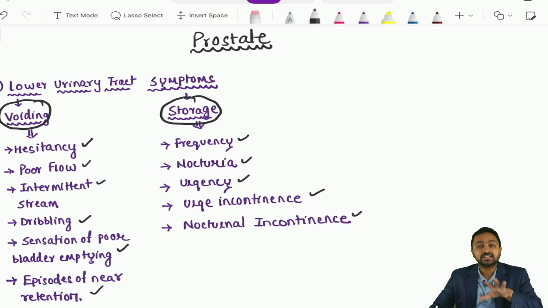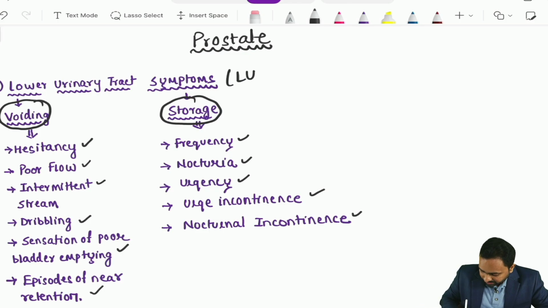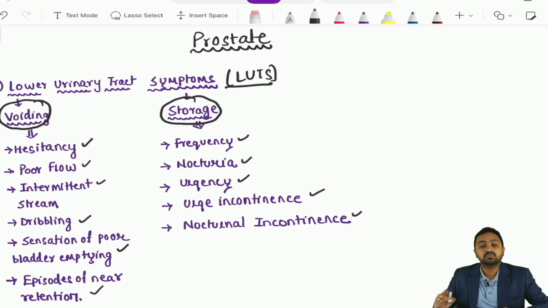So this basic topic has been asked a lot of times in your exams as a multiple choice question stating which of the following is a symptom of voiding and which of the following is a symptom of storage. So please do remember these lower urinary tract symptoms. Now this has replaced the term prostatism, right? So your symptoms of the prostate can be classified as lower urinary tract symptoms, further subclassified into the voiding group and the storage group.